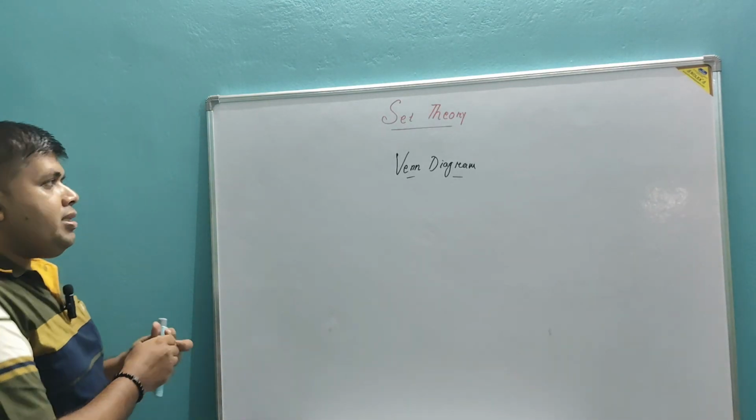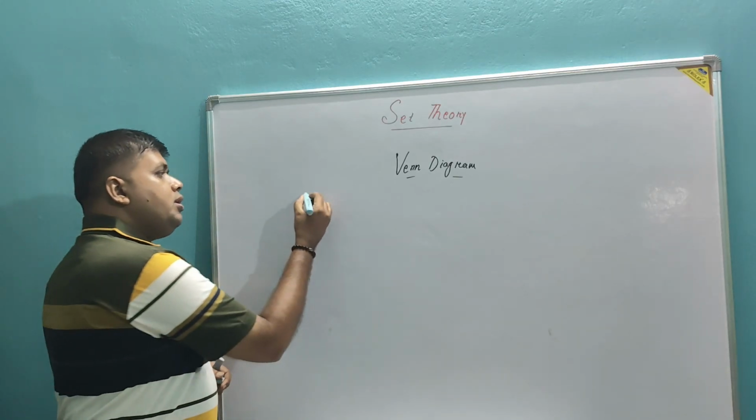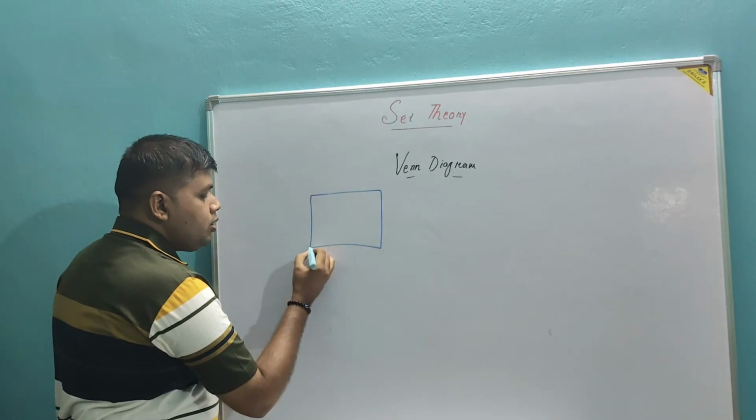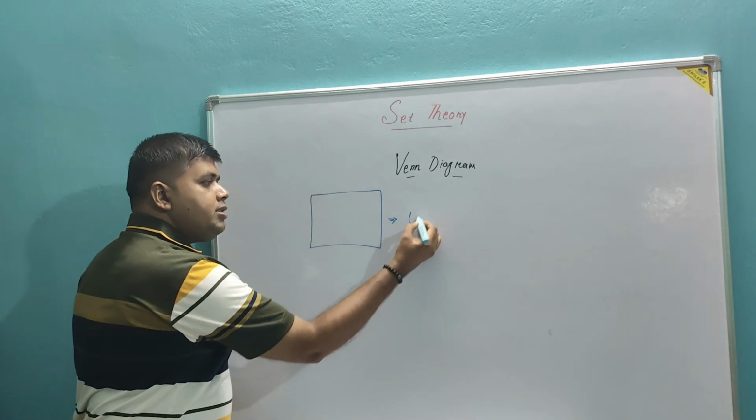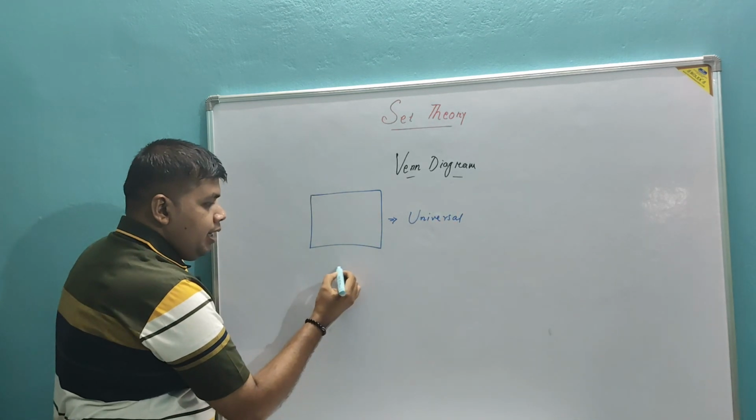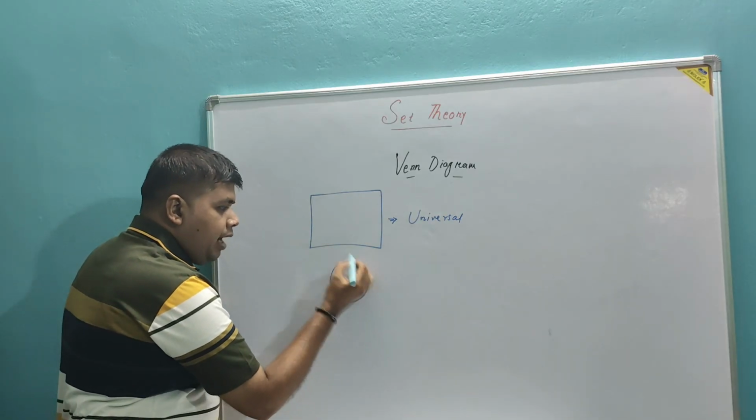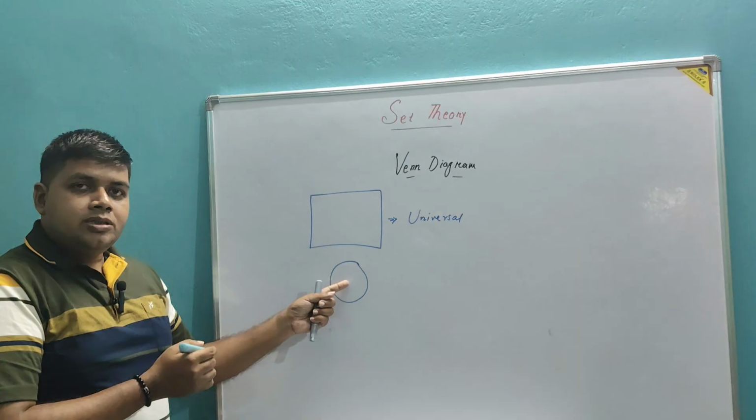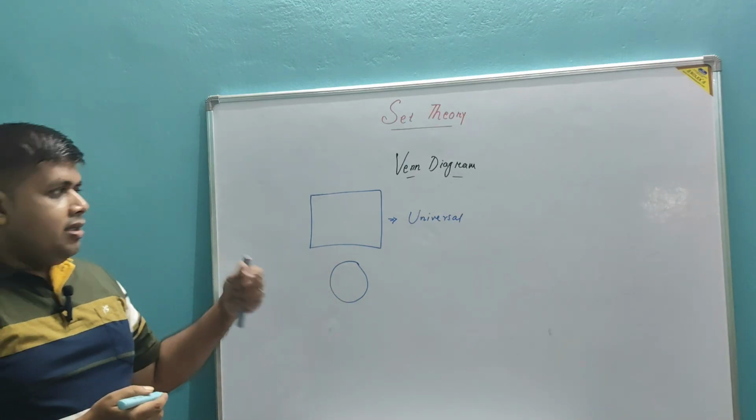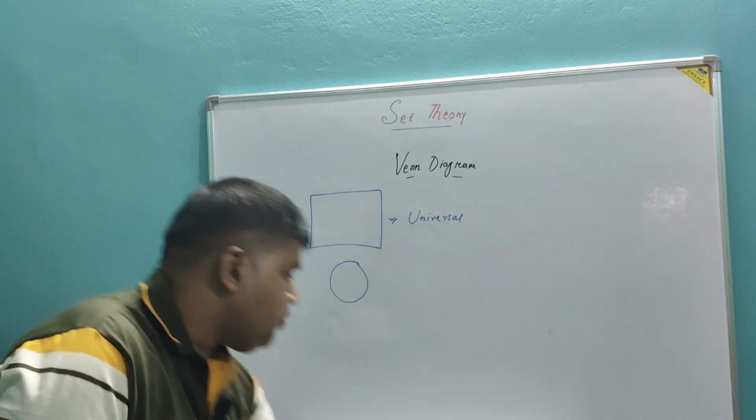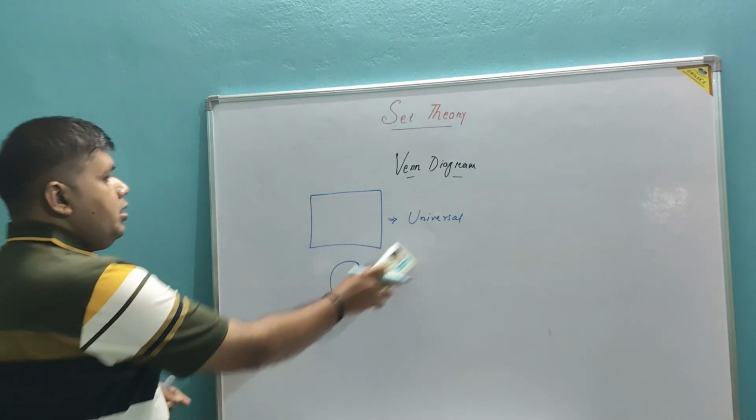In a Venn diagram, basically we use symbols. One is the square symbol, which represents the universal set, and all the other sets are represented by using circles. So we will be using these two symbols while representing sets using a Venn diagram. So let's take an example.